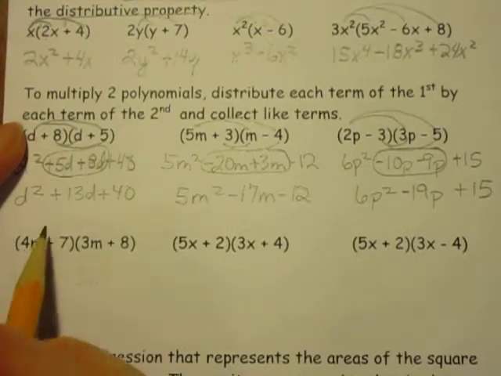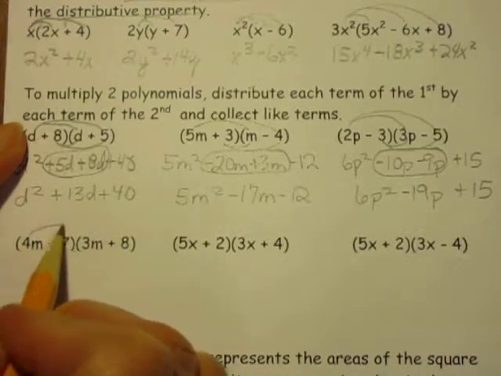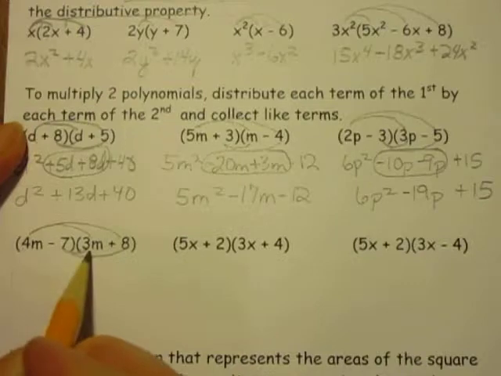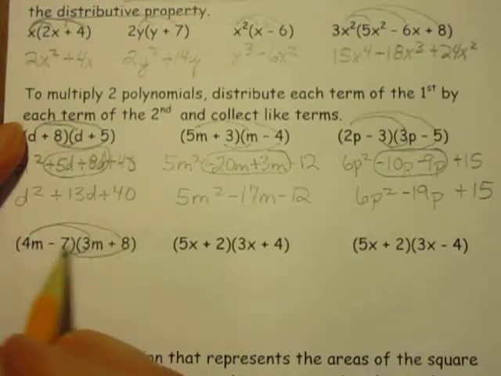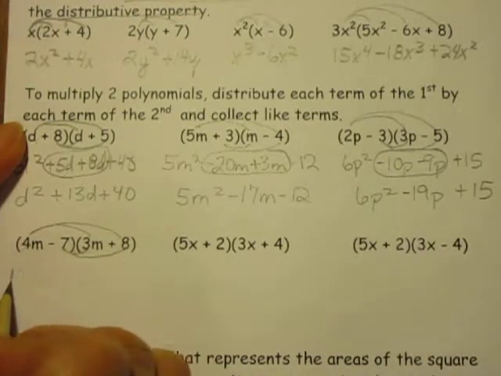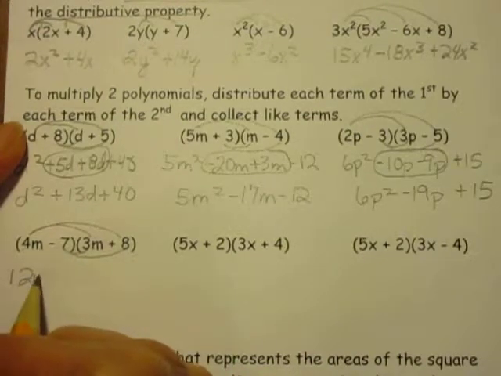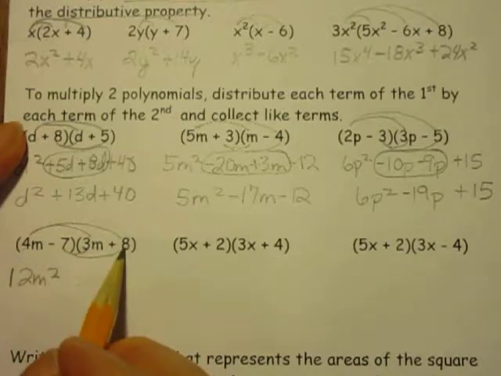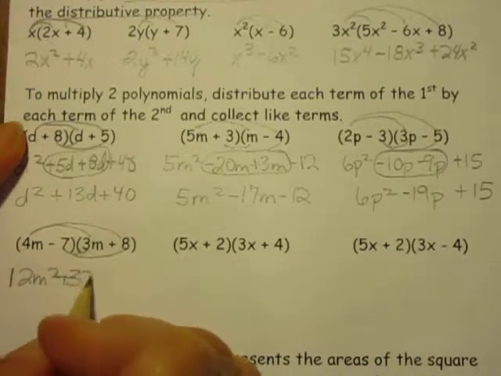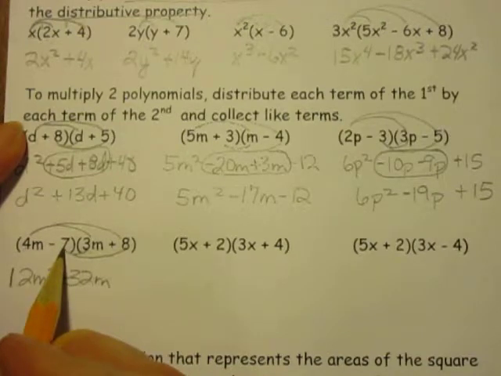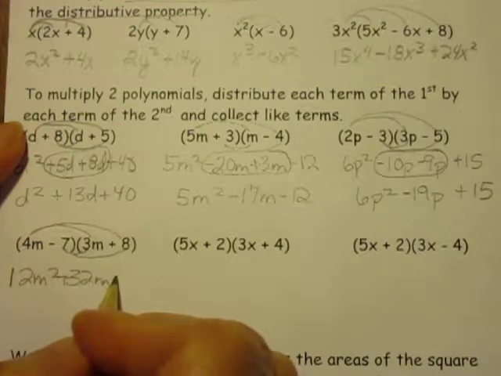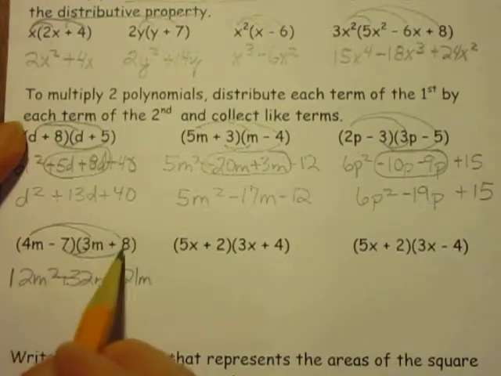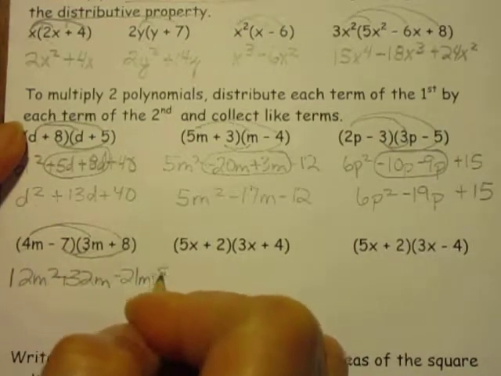Okay, with this next problem, we're going to be, again, doing our rainbows and scoops. Okay, so 4m times 3m. I'm going to multiply those coefficients out front. 4 times 3 is 12. M times m gives me m squared. And then I'm going to say 4m times 8 is plus 32m. Negative 7 times 3 is minus 21m. And negative 7 times 8 is negative 56.